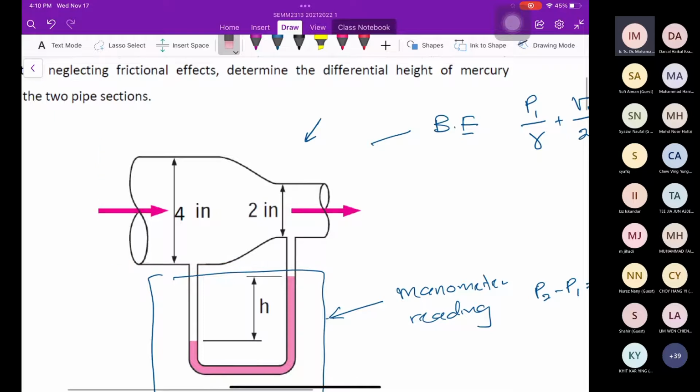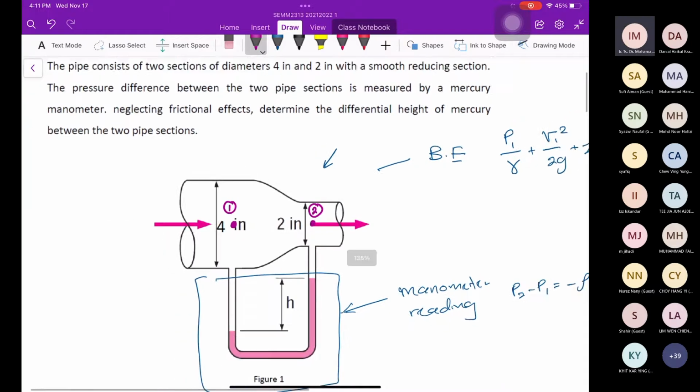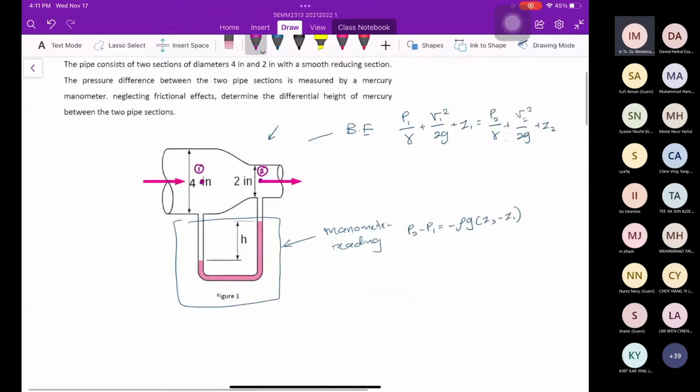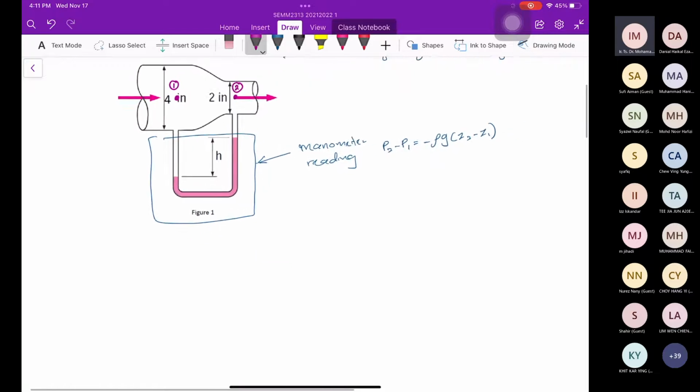So I want to focus on the flow from left to right. I must take 1 point. Let's say this is point number 1, and the point shall be on top of the mercury tube. This is on top. Okay, this is 1, and then this is 2. From here, I need to investigate the pressure difference. Alright, so let's begin with the Bernoulli equation at point 1 and point 2.